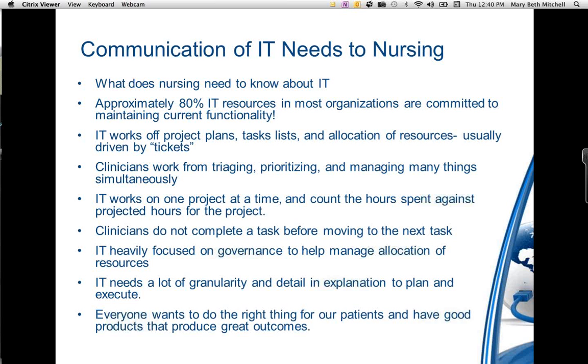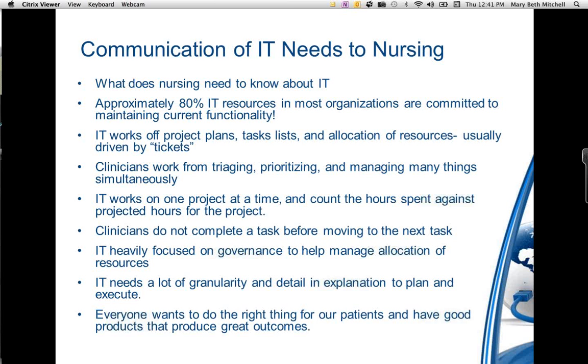So IT is also heavily focused on governance, and Donna was also talking about governance in her methodology of how they manage these requests. And we have to really be able to work within the IT governance, because that's where the allocation of the resources and the management of those resources comes. And then Donna also talked about the granularity that IT needs. So we may request something, but we don't get it down to the level of detail that they need in order to execute a plan.